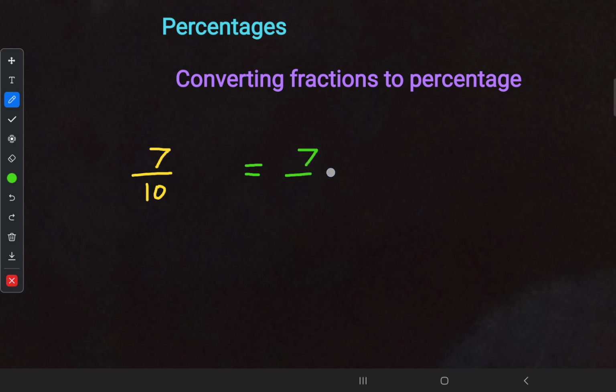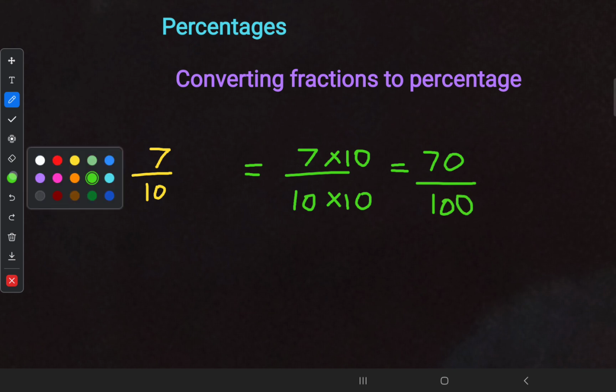To find its equivalent fraction, I am going to multiply the denominator by 10. You should think, 10 multiplied by which number will give you 100? So 7 times 10 and 10 times 10, we can write it as 70 upon 100. Now our work became easier.